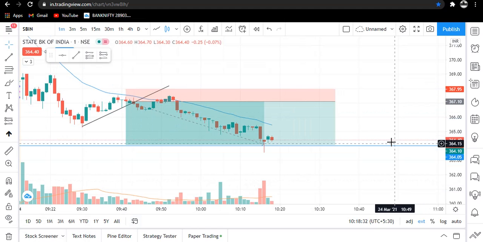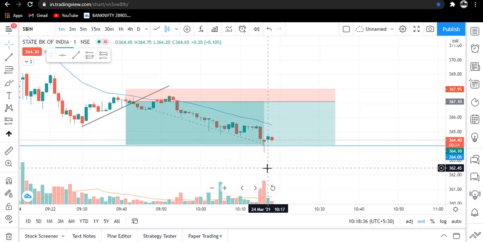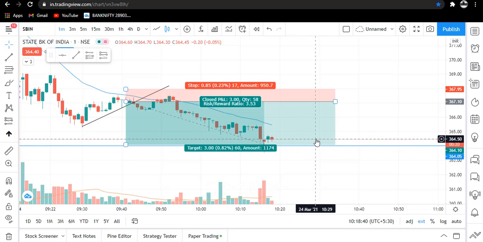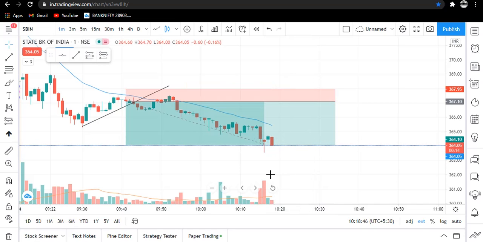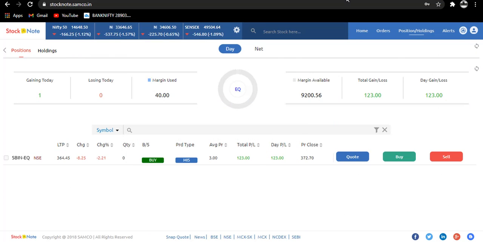So traders, here you can see our target has been hit and we have booked a profit, and we have got a risk reward ratio of 3.53, which is very good in intraday trading. Okay traders, so let me show you the profit here.